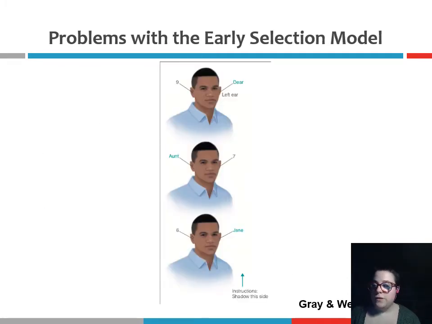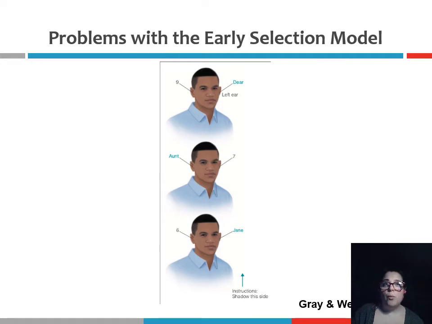Okay. So another very similar experiment that suggests that participants are processing information in the unattended channel for meaning was conducted by Gray and Wedderburn, okay?